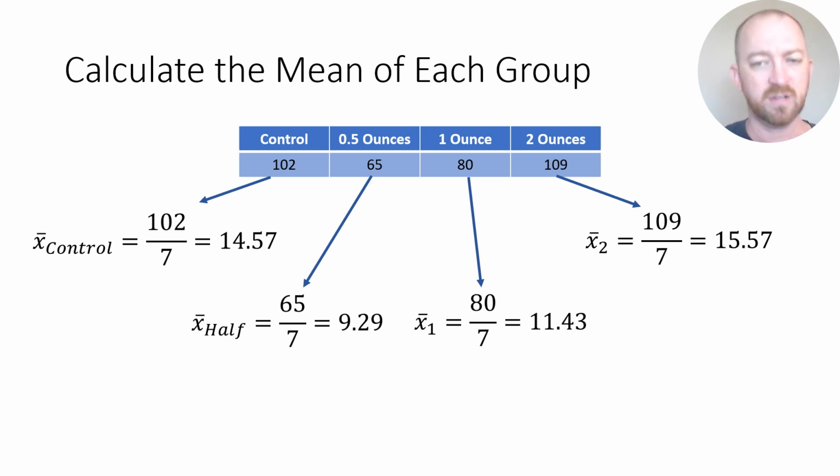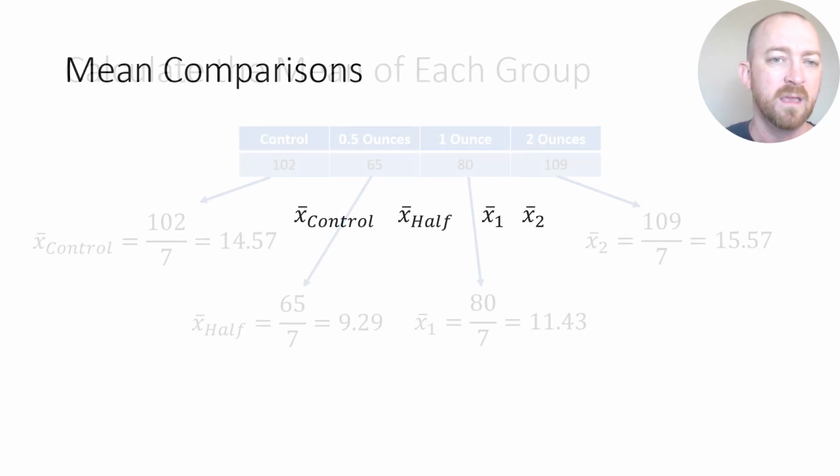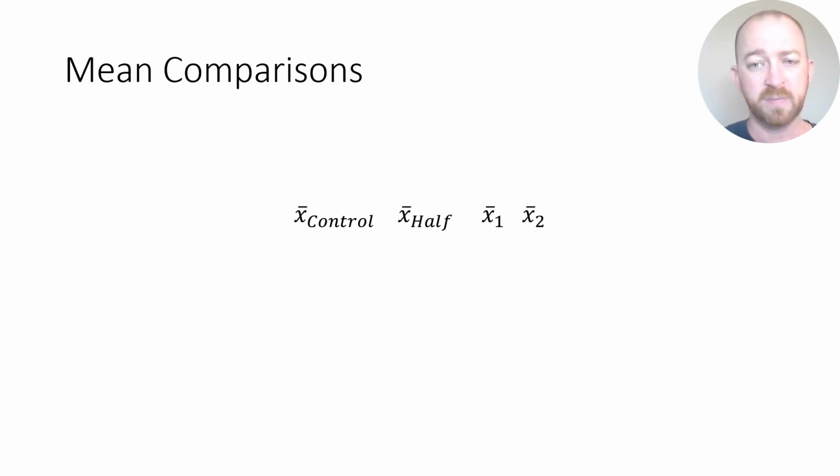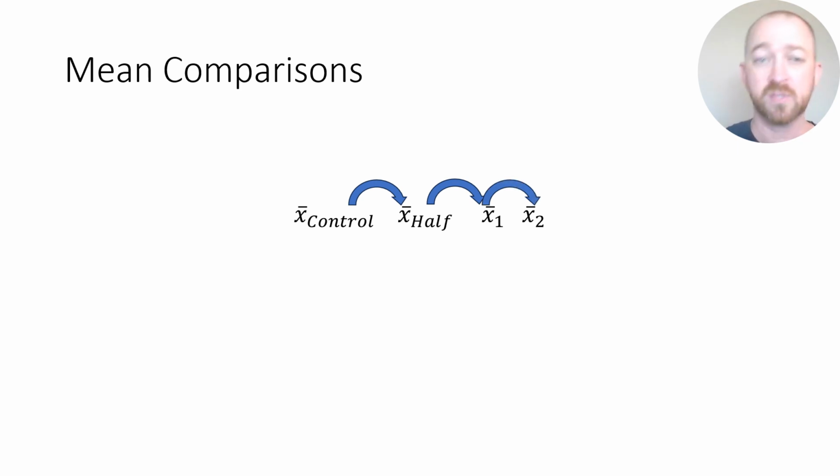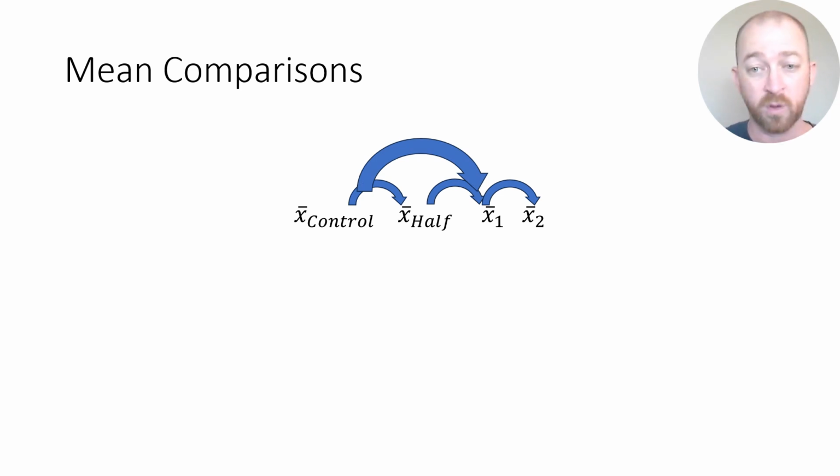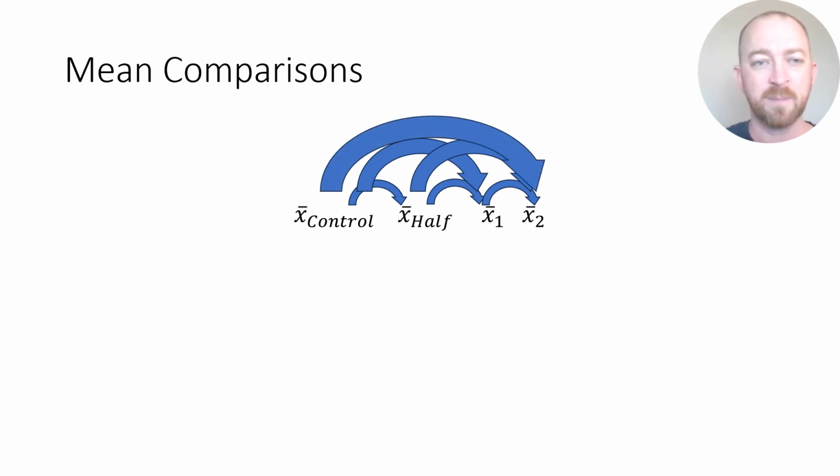Let's talk about how many calculations I'm going to need to make here. Because we have 4 means that we'll be comparing to each other, and I need to compare every one to every other one, that means that I'm going to have to make 6 comparisons here. Let me walk you through why. First, I'm going to compare the control group to the half-ounce group. Then I'm going to compare the half-ounce group to the 1 ounce group. Then I'm going to compare the 1 ounce group to the 2 ounce group. So far I've got 3 comparisons. I then need to compare the control group to the 1 ounce group, which is 4 comparisons. I then need to compare the half-ounce group to the 2 ounce group. And then finally, I need to compare the control group to the 2 ounce group for a total of 6 comparisons.